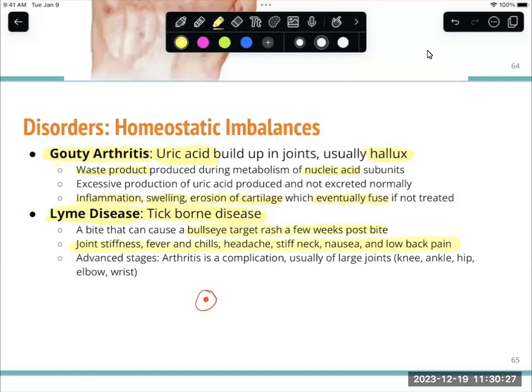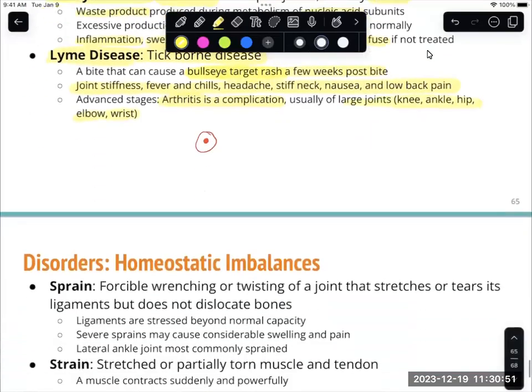If it's not treated, arthritis can happen, and it's usually of the larger joints. So the knees, ankles, hips, elbows, wrists. Arthritis is going to develop in those joints. So it's important, if you ever see a bullseye rash, to get it treated as soon as possible.